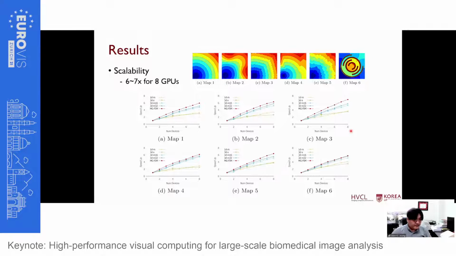And this is the scalability test. As you can see here, this is the number of devices, the number of GPUs, and we compare the different domain decomposition strategies and how much the performance grows. Depending on different input conditions and different speed maps, we roughly get 6 to 7 times speedup when we use 8 GPUs. We think this is quite good scalability, because 8 times speedup might be the best, right? But usually there is a lot of communication between GPUs, so we believe this is good performance.